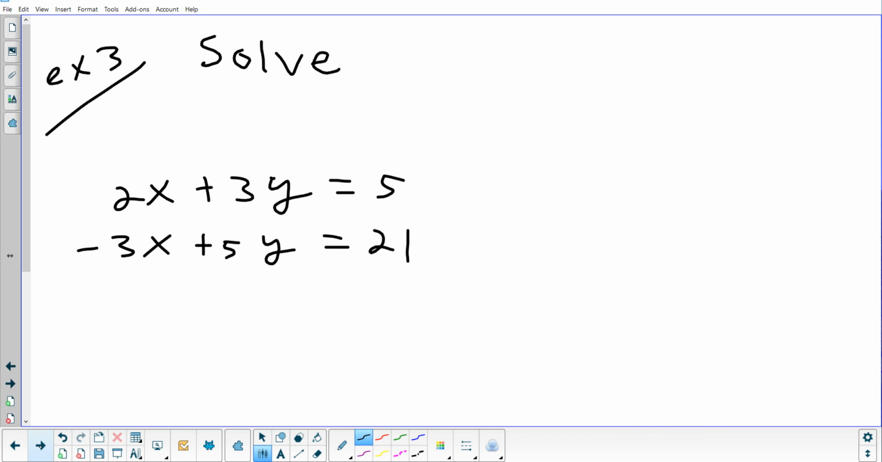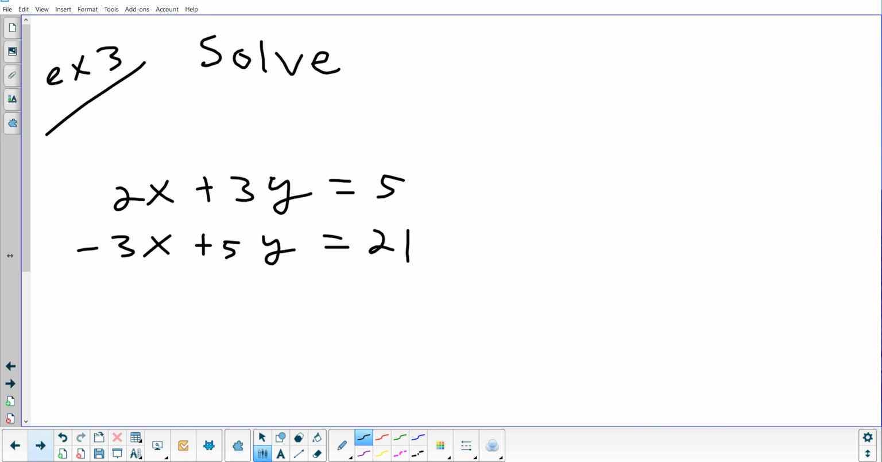All right, so first thing we have to decide. Well, the first thing you should do is write it so your x's are in a column, your y's, and the constants. If it's not arranged like that, make it like that first. Okay, so this one's all set.